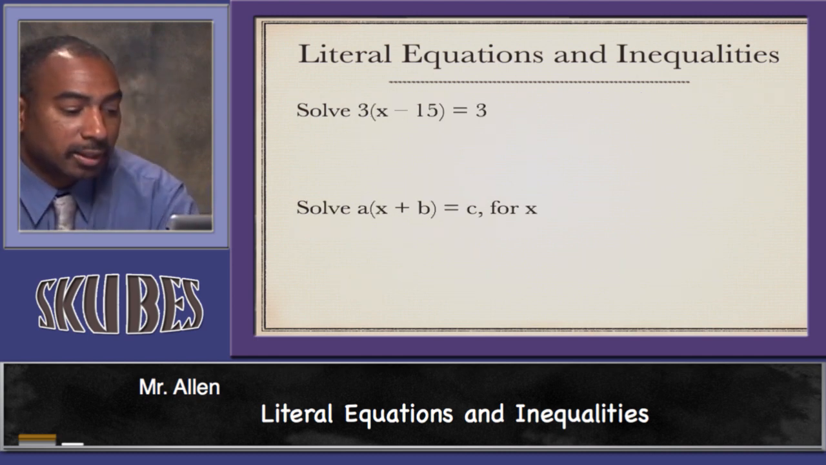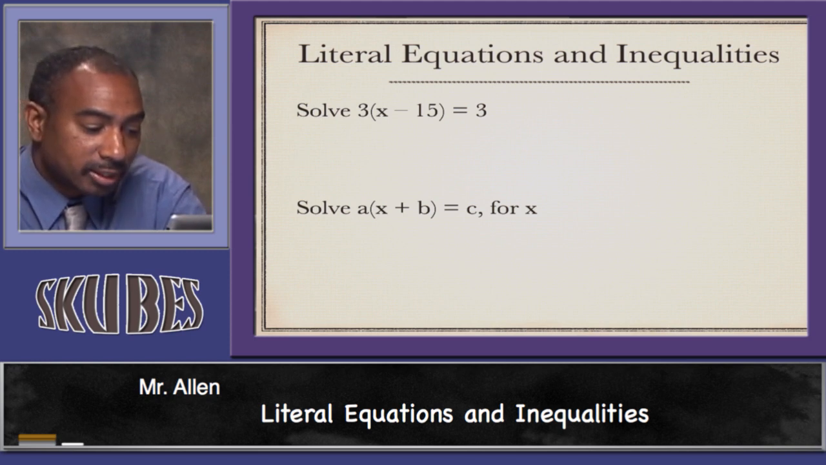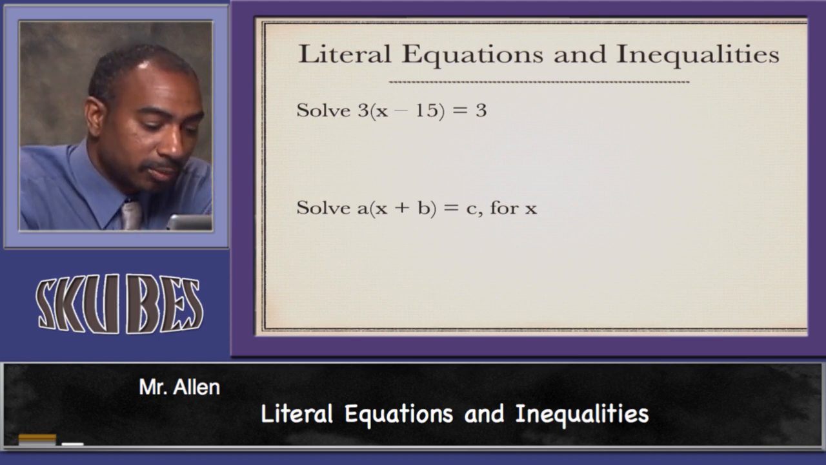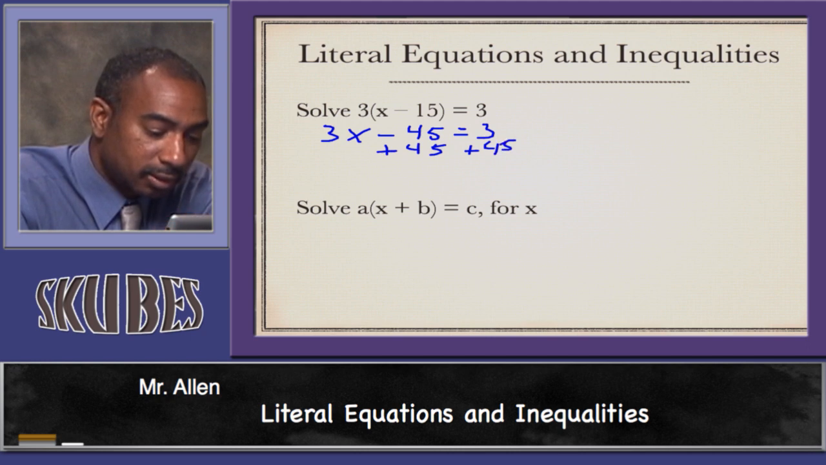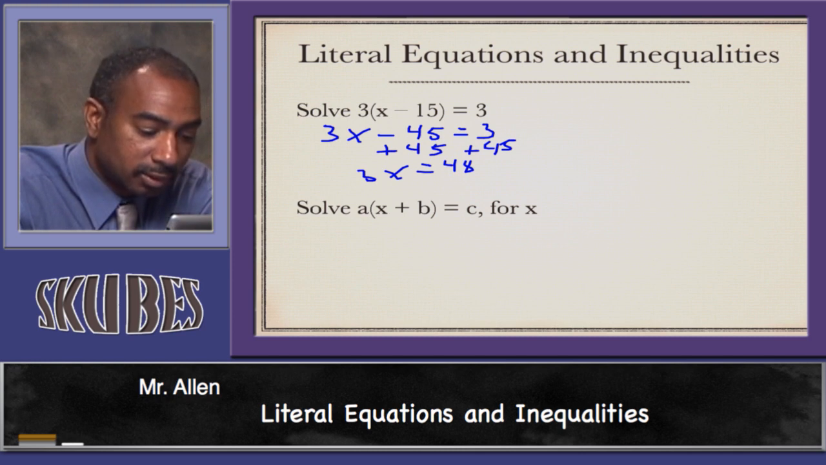All right, here's another one. Say solve 3 times the quantity x minus 15 equals 3. Well, you can distribute that. I have 3x minus 45 equals 3. And if I were to add 45 to both sides, I get 3x equals 48. And if I divide both sides by 3, I get x equals 16.